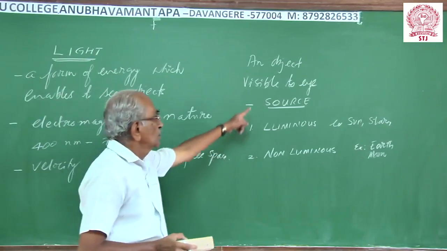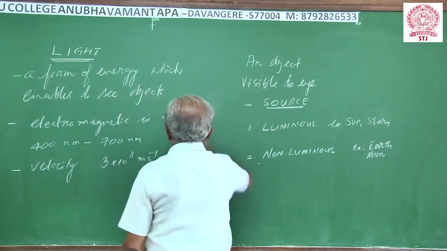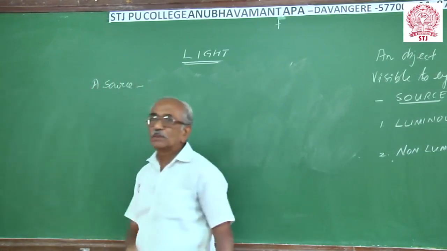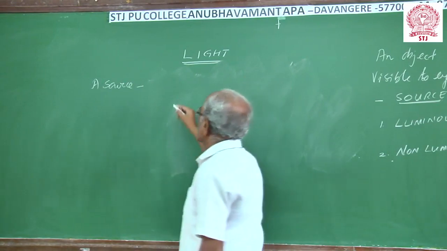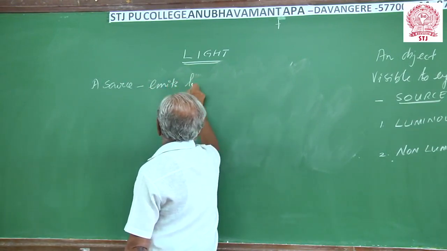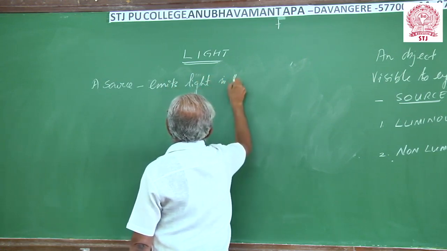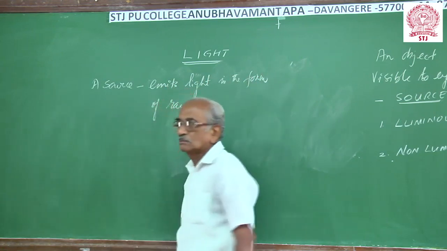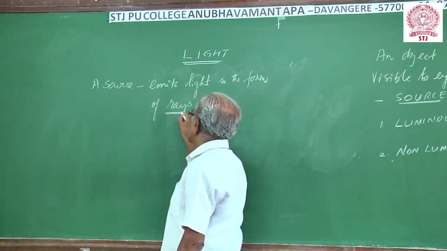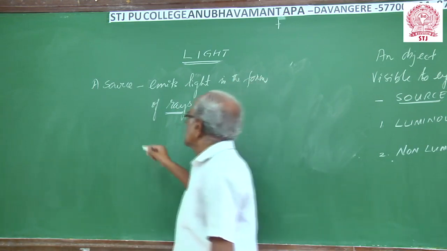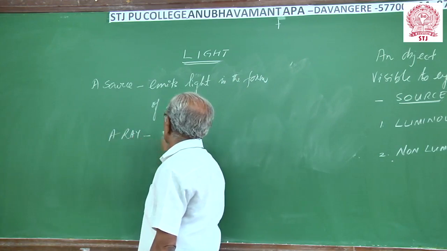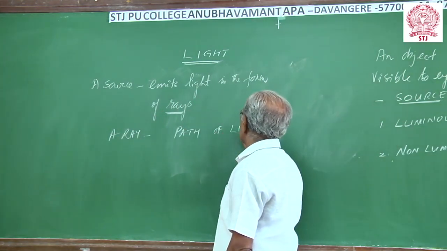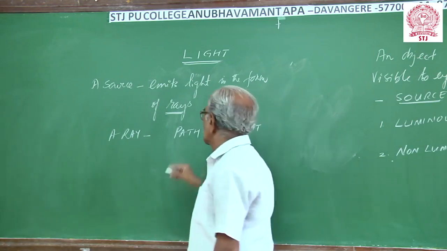Whether it is a luminous source or non-luminous source, a source emits light, gives out light in the form of rays. You must know what a ray means here. A ray is the path along which light energy travels.